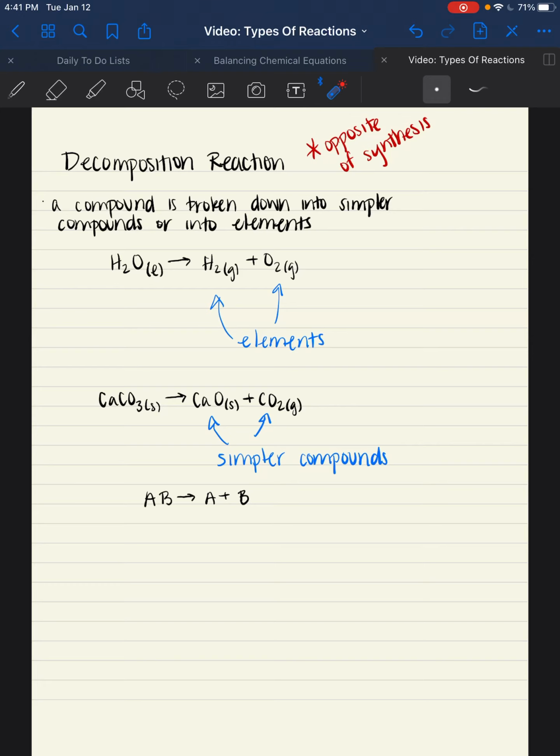So one easy way to remember this one is consider AB, which represents our more complex compound, which is broken down into A plus B. And just remember, A and B can either be elements or simple compounds.